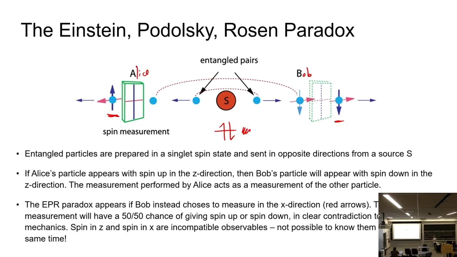And the reason this happens is that spin in z and spin in x or y, they're incompatible, non-commuting observables like position and momentum. We can know the spin along only one axis at a time. And so a spin up particle in z has undefined spin in x and y. Okay, so that's kind of the original paradox that was presented in this classic paper.